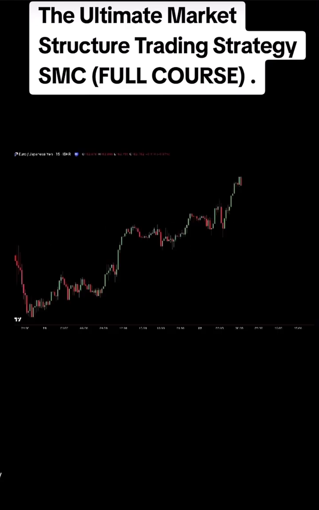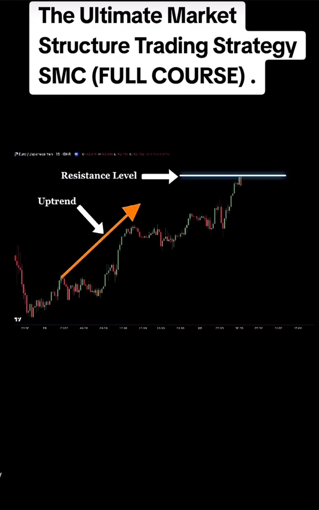Now, let me give you an example. The market is in an uptrend, forming higher highs and higher lows. As price moves higher, it eventually reaches a resistance level, a zone where sellers start stepping in. At this point, traders who bought earlier begin to take profits and new sellers enter, anticipating a reversal.